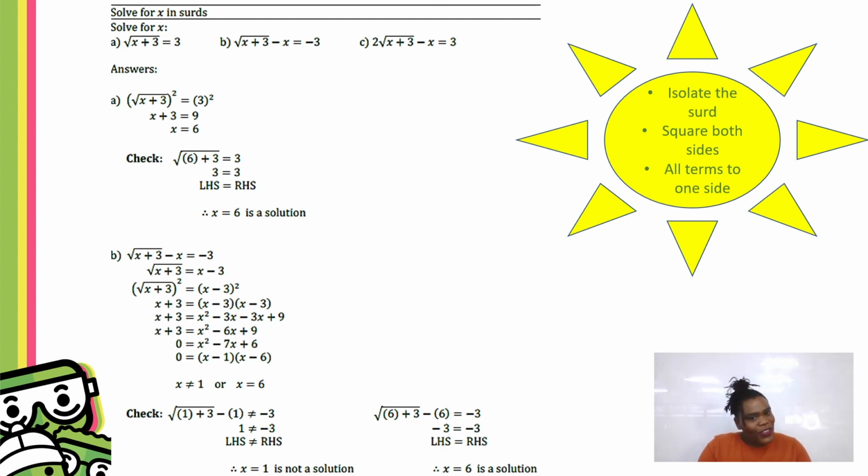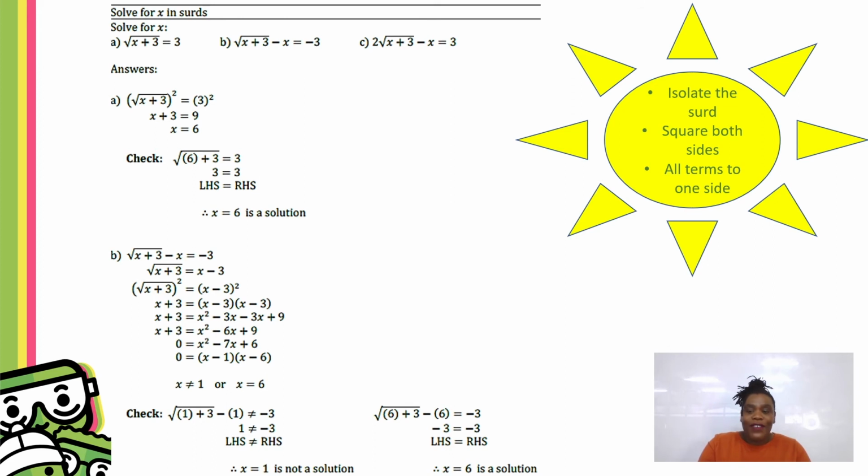Check your solutions. So look at the first solution. We had x is either equal to 1 or x is equal to 6. Once you have those and you check your solutions, you find that actually when you substitute the 1 back into the equation, the left-hand side of the equation is not equal to the right-hand side of the equation.